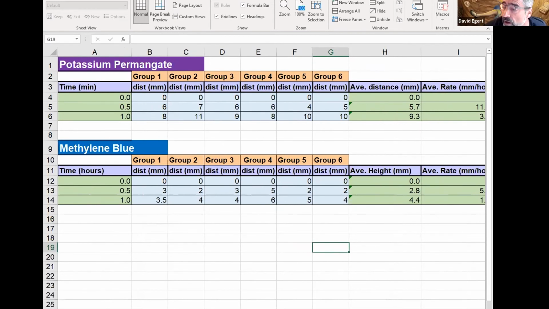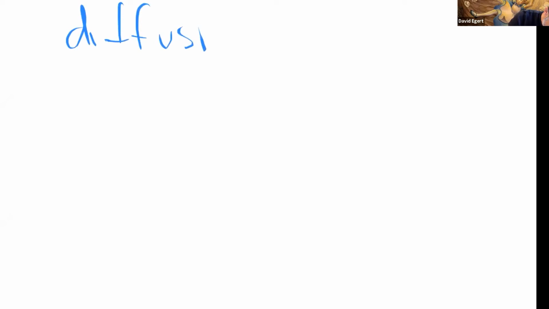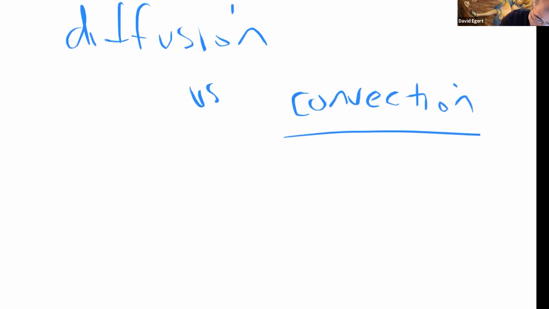Why did we do it in agar rather than just put it in water to measure this? Why did we use the agar? Because it's easier to see. Because it's stable and has no current. Exactly. It does not have any currents. We talked about the idea of diffusion versus convection. Convection, the flowing of the air or the water, transports things much faster than diffusion would.